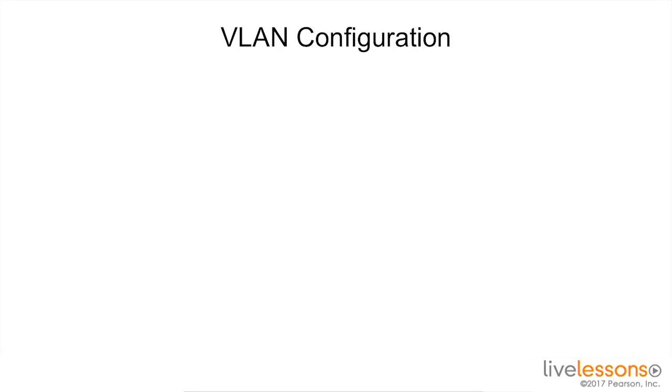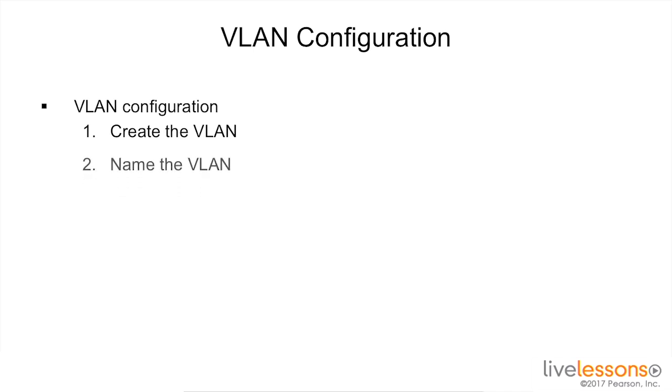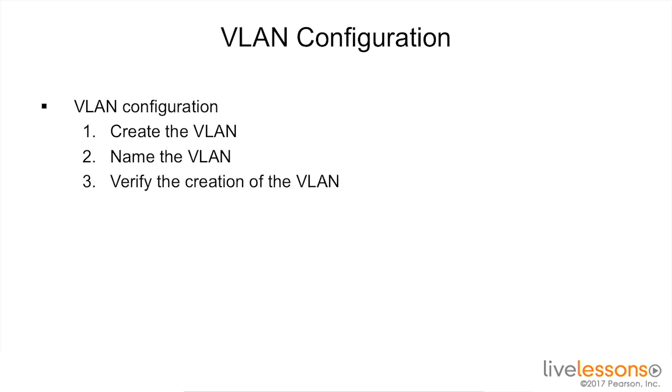In this lesson, we're going to configure VLANs on an actual Nexus switch. The steps we're going to go through for the VLAN configuration are as follows. First, we're actually going to configure the VLAN by creating the VLAN with the switch software. Second, we're going to name our VLAN, give it a friendly name or identifier. Third, we're going to verify that we created it successfully.